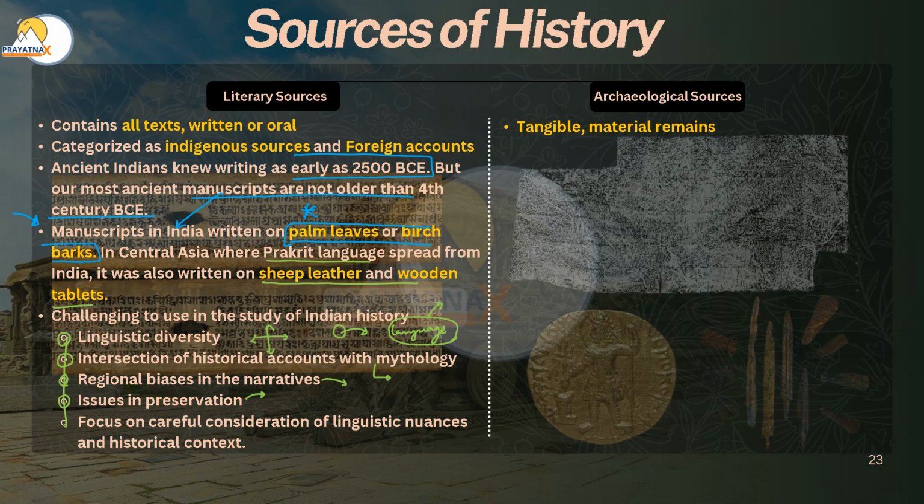Secondly, there must be a careful consideration of the linguistic nuances and historical context. It may happen that when we look at the sources in a threadbare way, there may be many things we overlook. So historians also need to look at the linguistic nuances, what the text is actually trying to say. Then care also needs to be taken of looking at what the context was, what the background was at that time, what the economy was, what the society was like, the context where it was written. This is what really needs to be taken care of.